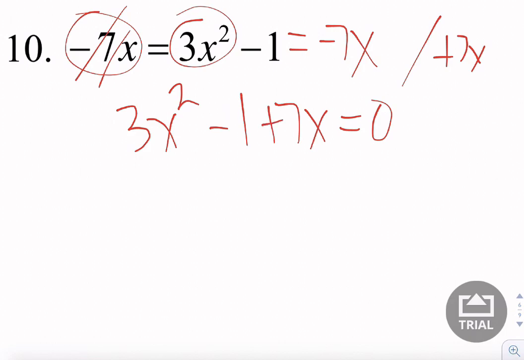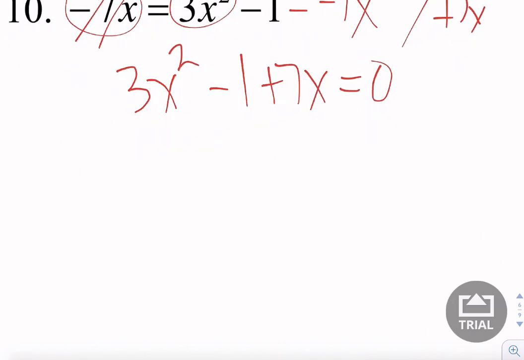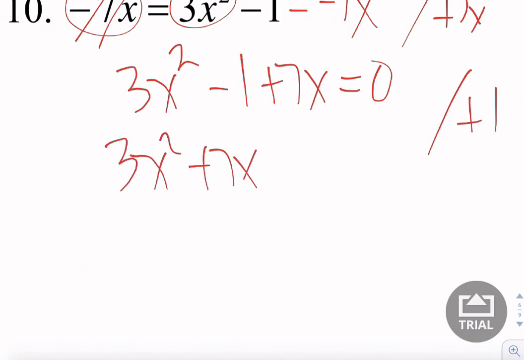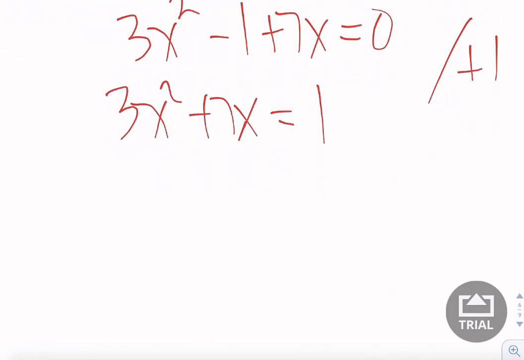Now, if you remember, when we complete the square, we want to get the constant on the right side. So here's what we do. We're going to add 1 on both sides. 3x squared plus 7x equals 1.